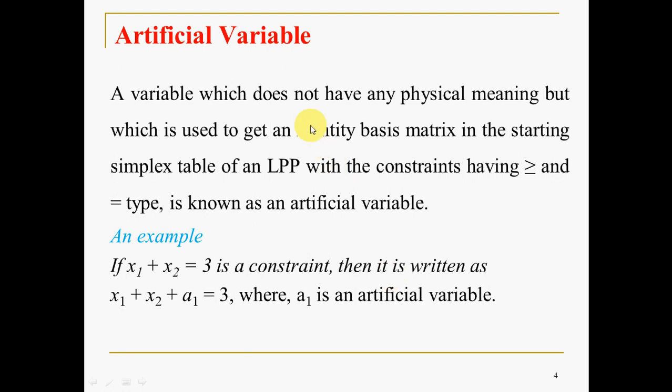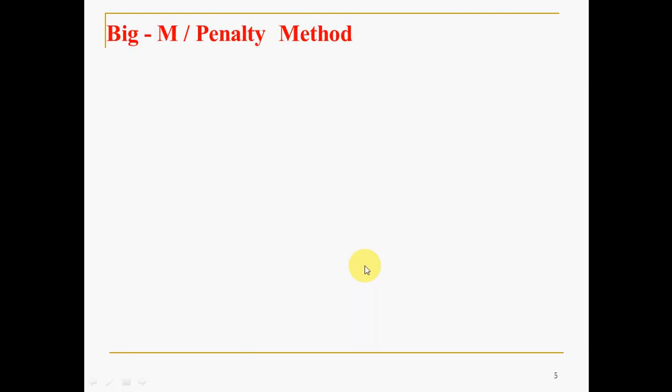Then to get the identity basis matrix, in other words to employ the simplex method, you are supposed to have an identity basis matrix in the starting simplex table. Then this should be written as x1 plus x2 plus a1 is equal to 3. However, this is an equation only. Just to get that identity basis, a1 is the artificial variable. So artificial variables are used whenever the constraint is exactly an equation or is of greater than or equal type. Let us see that in a numerical.